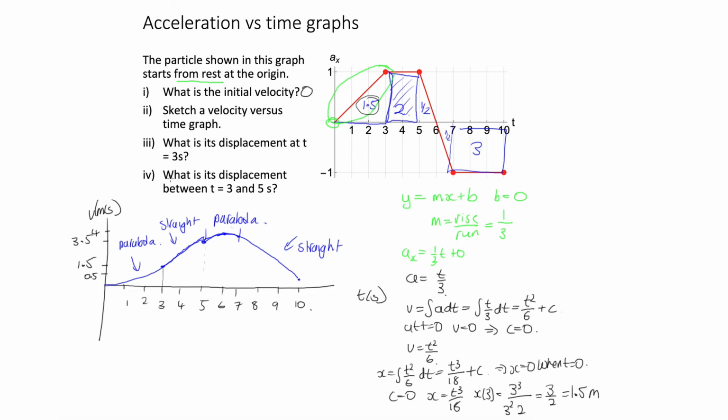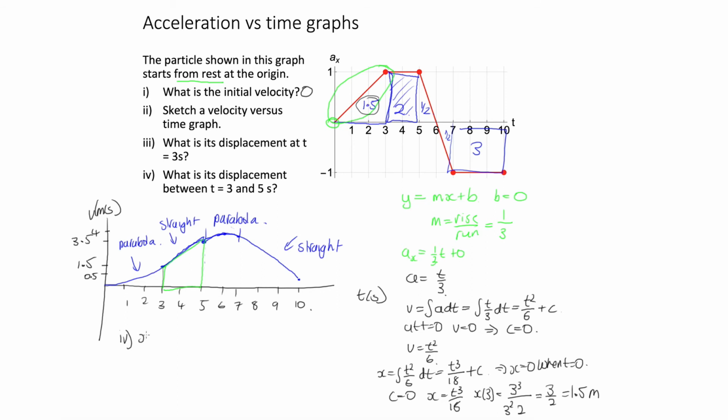So then we're asked in part 4, what is the displacement between t equals 3 and t equals 5 seconds? Now this one's a bit easier because we've got our velocity time graph here, and this is an easier shape to figure out. We've got a trapezium here. So for part 4, we can just calculate the area here.